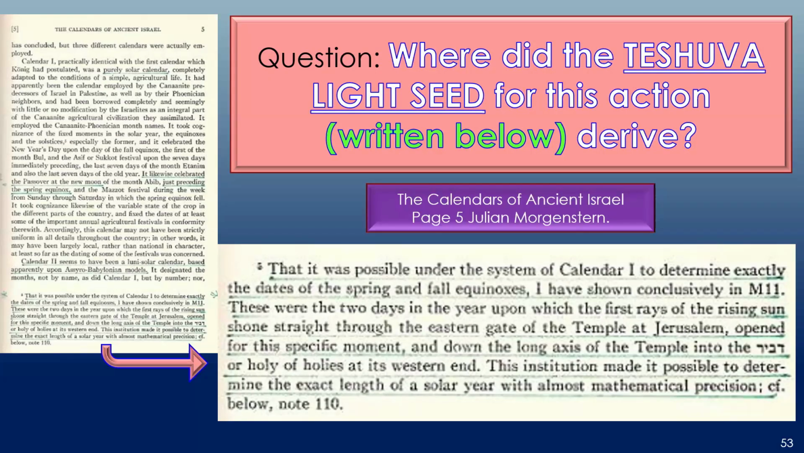These were the 2 days in the year upon which the first rays of the rising sun shone straight through, not just up to, but shone straight through the eastern gate of the temple at Jerusalem, opened for this specific moment, and down the long axis of the temple into the Holy of Holies at its western end. Enters at the east and goes in right to the western end. This institution made it possible to determine the exact length of a solar year with almost mathematical precision.